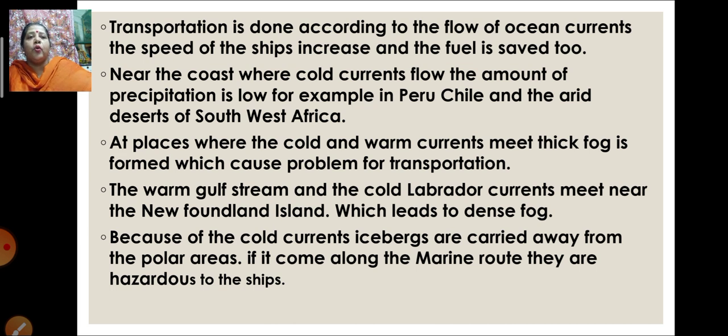At places where the cold and warm currents meet, as I just told you, thick fog is formed, which causes problems for transportation. Now we can say this is the drawback. Then the warm Gulf Stream and the cold Labrador currents meet near Newfoundland Island, which leads to dense fog. Here also the warm and cold currents are meeting and leading to dense fog.